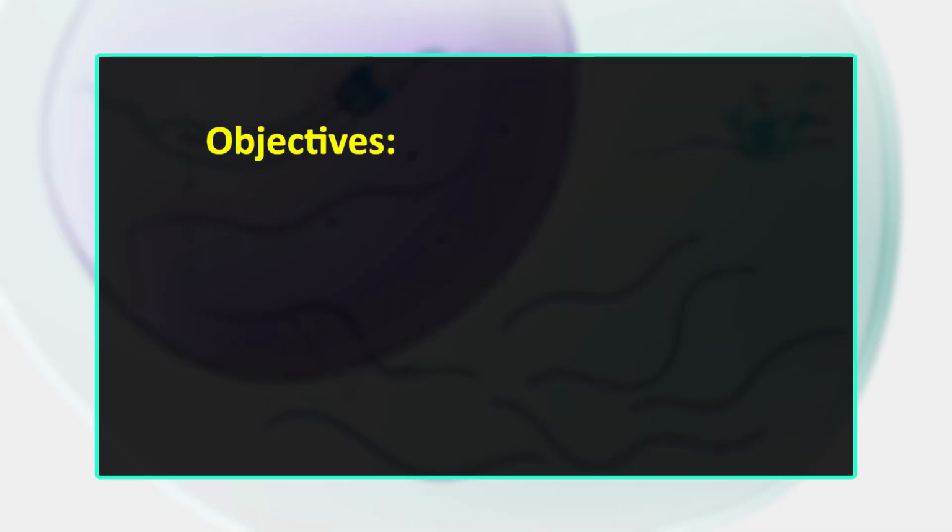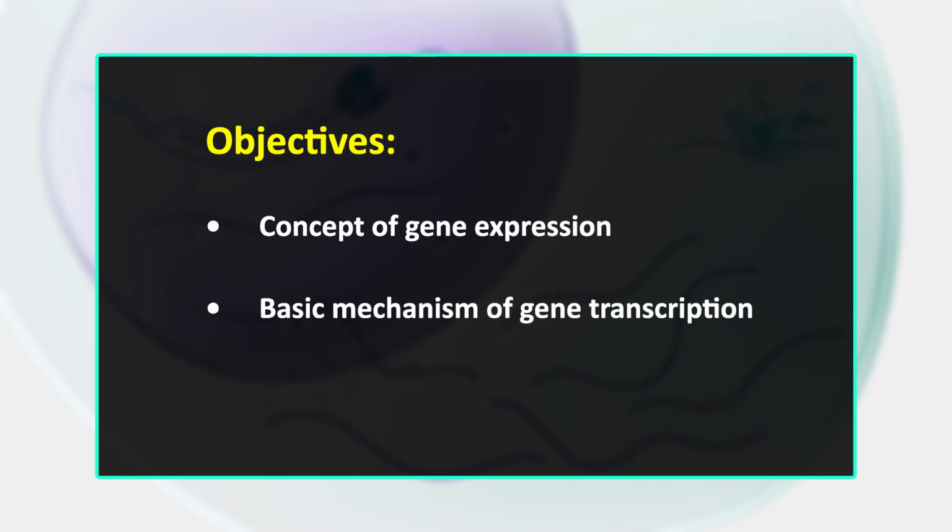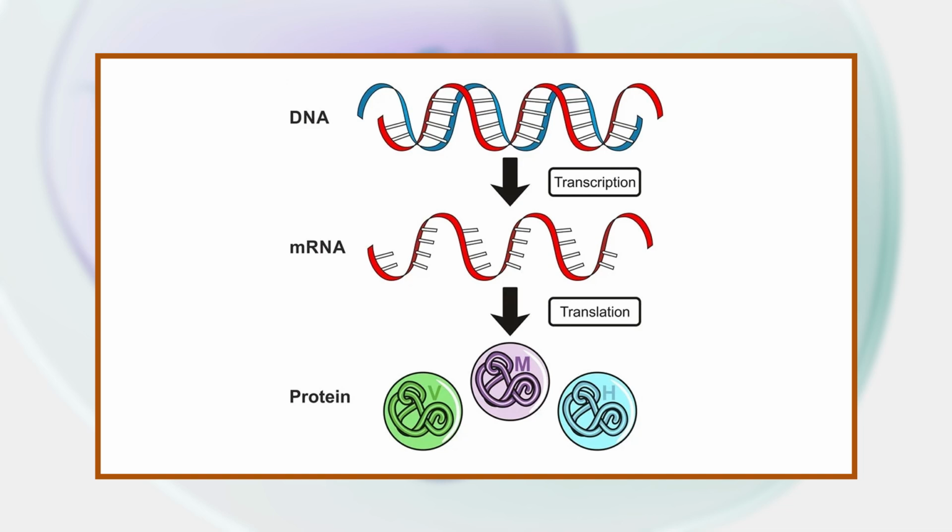The main objectives of this module are to know the concept of gene expression, to know the basic mechanism of gene transcription, and to know the process of protein translation. All cells control when and how much each one of its genes are expressed.